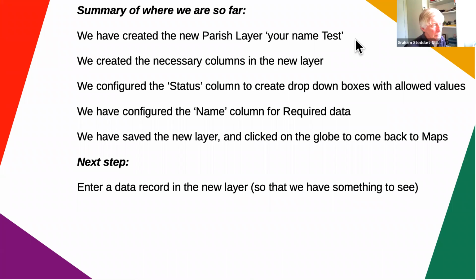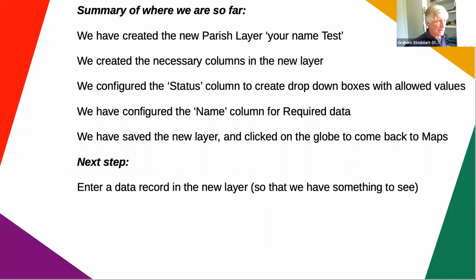On my screen now, I've just got a slide that says, where are we? We've created a new layer, which we called Richard Test or Robert Test, hopefully. We've created the three necessary columns in the layer: name, date, and status. We changed the status column to create drop-down boxes with three allowed values: not yet started, under construction, and finished. And we configured the name column as required data. So all you've done now is put the infrastructure in place, but we haven't got any data in that new layer. You've created the layer, now you need to add some features to it.